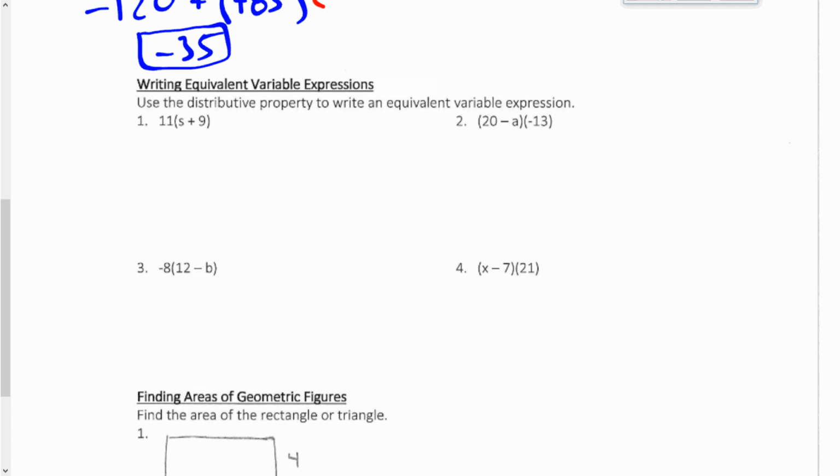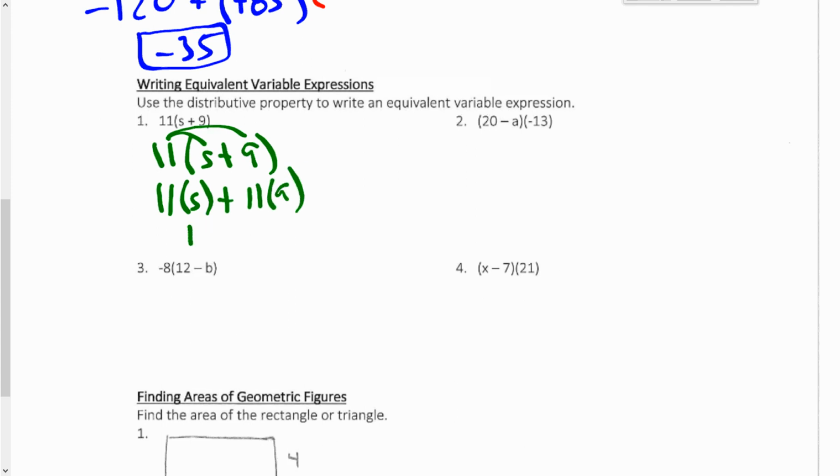We can also use the distributive property to write equivalent variable expressions. Equivalent just means the same thing. So we're going to use the distributive property to write an equivalent variable expression, which is when you'll more often see the distributive property than just with numbers. So we have 11 times the quantity s plus 9. We're going to distribute 11 to the s and to the 9. So we have 11 times s plus 11 times 9.